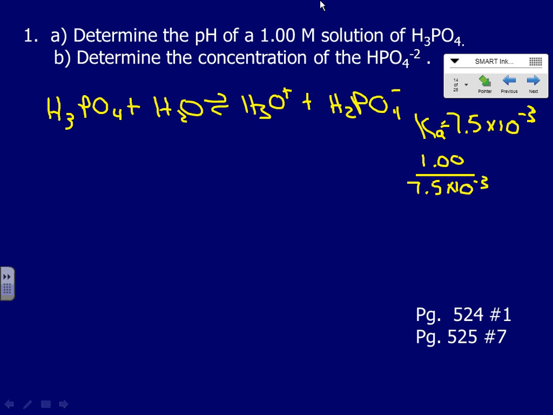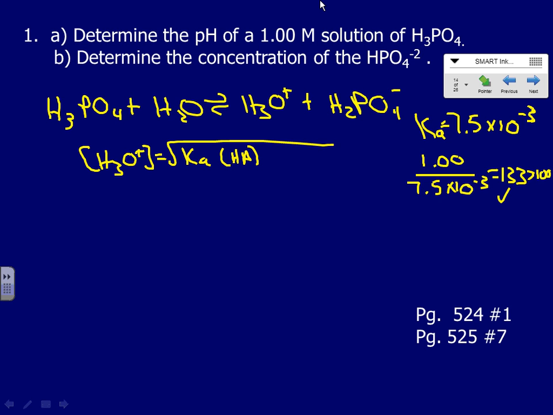133? Whew, that's pretty close. But it's 133, which means it is greater than 100, which means we can use our shortcut, which means we can go straight to the fact that our H3O plus is going to be equal to the root of Ka times HA initial. What did we say? The root of 7.5 times 10 to the minus 3, 100, and that's going to get me H3O plus.